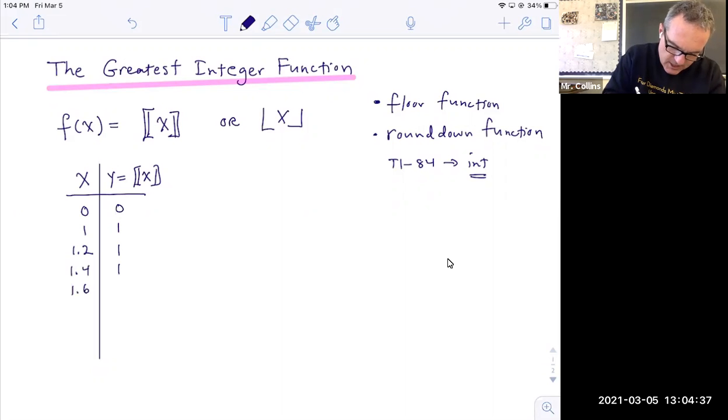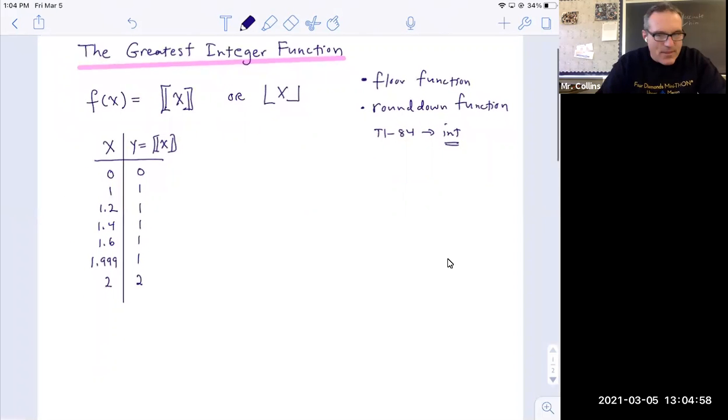But even 1.6 rounds down. It's not the rounding function, it's round down. It gives you the greatest integer that's less than or equal to that number. So even if you're at 1.999, it would still be 1. And then at 2, you jump up to 2. Okay, so that's not terribly interesting, but the graph is kind of neat. So let's show you what the graph looks like.